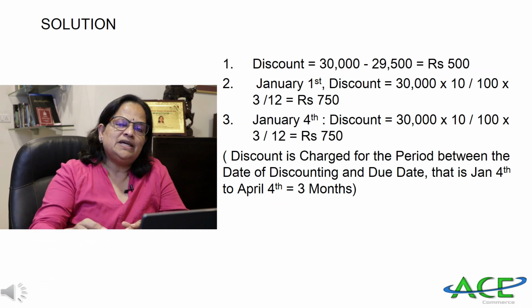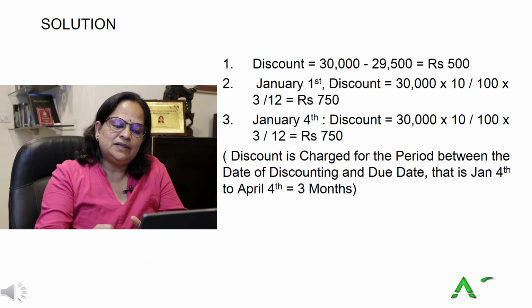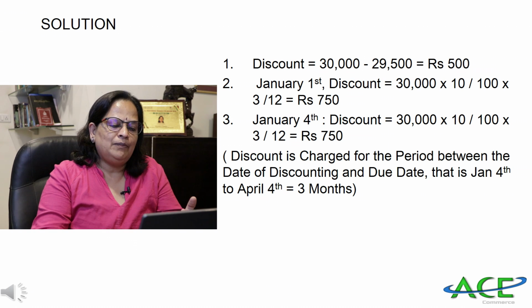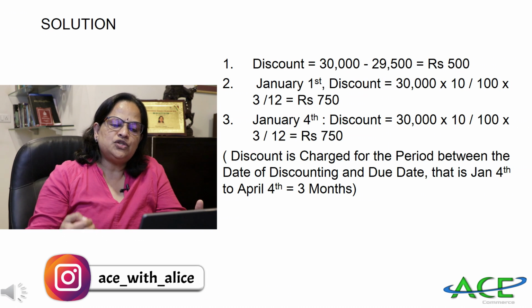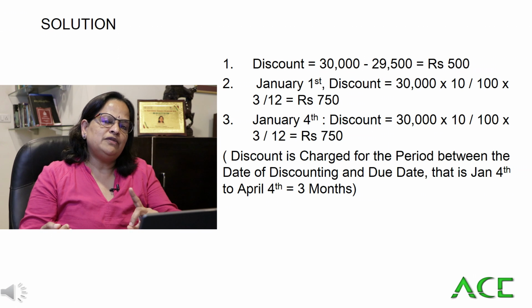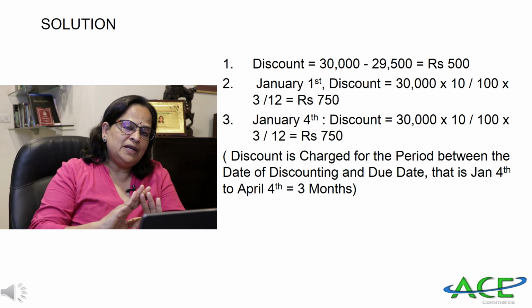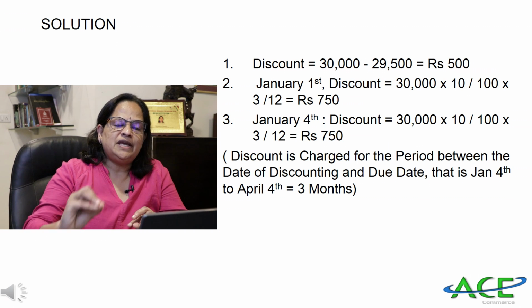So in the previous case, January 1st, we are getting the value 750, and in the third case also we are getting 750. Now, how are these values the same? That is because discount is charged for the period between the date of discounting and the due date. You know that on January 1st, 2021, they raised the bill. The period of the bill is 3 months, and 3 days of grace they will get. So the maturity date is April 4th.